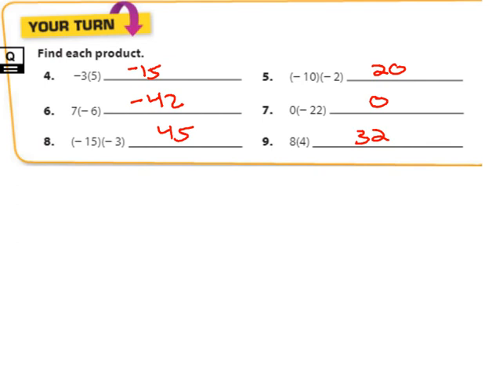So just keep in mind when you're multiplying the same sign, they're always positive. When you're multiplying different signs, it's always negative.